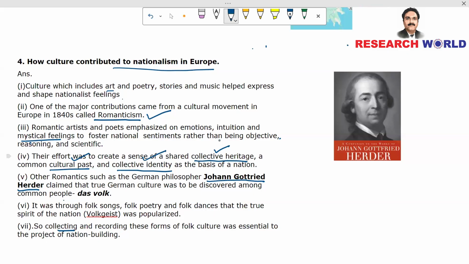And one of the major propagandists for Romanticism was Johann Gottfried Herder, and he claimed that you should be able to bring in national German culture, and the German nation, that is national spirit, through the common people, thus folk, and through their folk songs, folk poetry, folk dances, etc. All right. So by using these 7 points, you will be able to give a complete answer for this question.